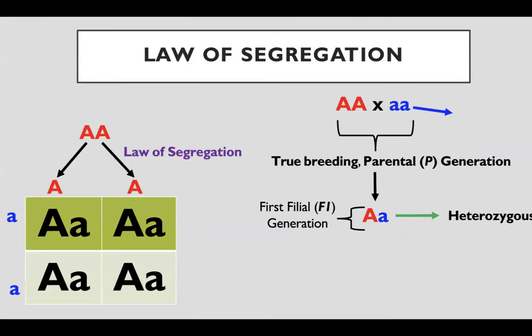So the law of segregation basically states that two alleles that code for the same trait separate during gamete formation. So this homozygous dominant allele will separate from the other homozygous dominant allele.